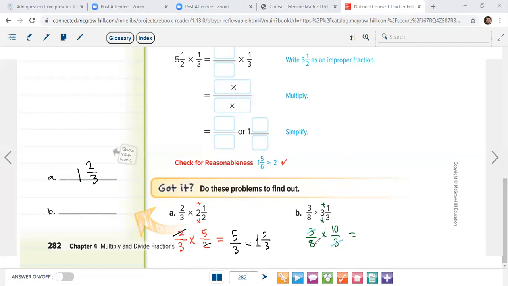Also, we have cancellation between the 10 and 8. Both are divisible by 2. So divide by 2 will give you 4. Divide by 2 will give you 5. So the whole problem now becomes 5 up and 4 down. Of course, 5 over 4 means 1 and 1/4. So 1 and 1/4.